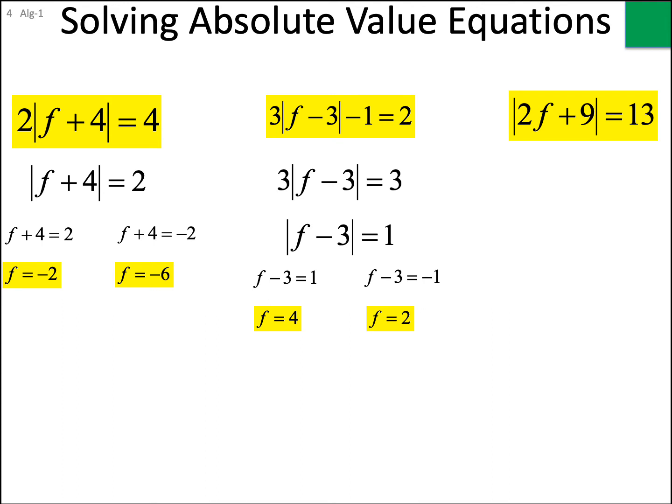All right, and on the last one, well, the absolute value is already by itself. So we write our 2 equations, subtract 9 from both sides, divide by 2. Subtract 9 from both sides, divide by 2. So we get -11 and 2. How'd you guys do?